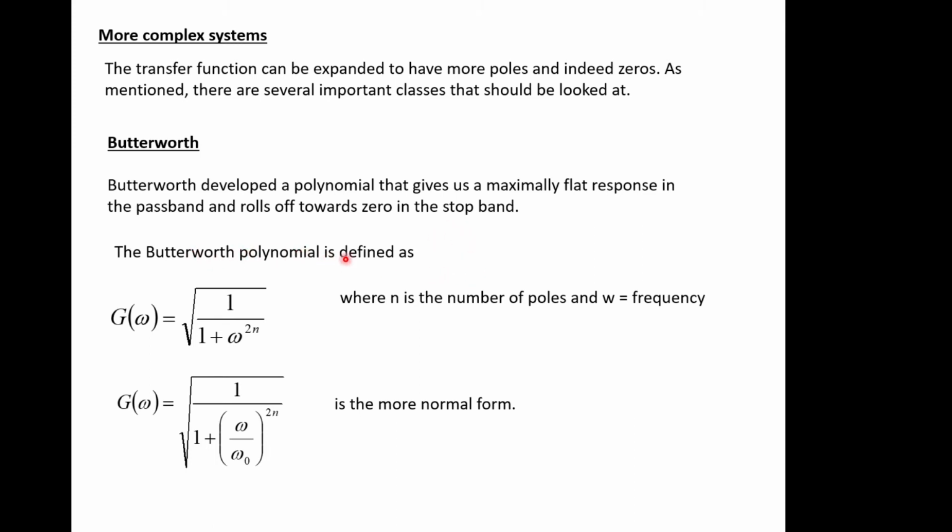So the Butterworth polynomial is defined as being this. So it's 1 plus omega 2 to the n. So we've got another factor to play with, now we've got n to worry about, where n is the number of poles, so we can make this whatever we like really, and omega is the cutoff frequency that we're interested in. So in normal form you would see it like this, where we've just recognized the fact that it's omega over omega naught for our normalization function. So these are effectively the same.